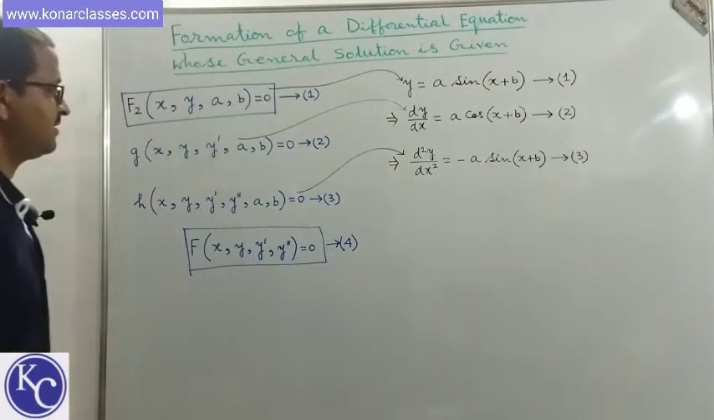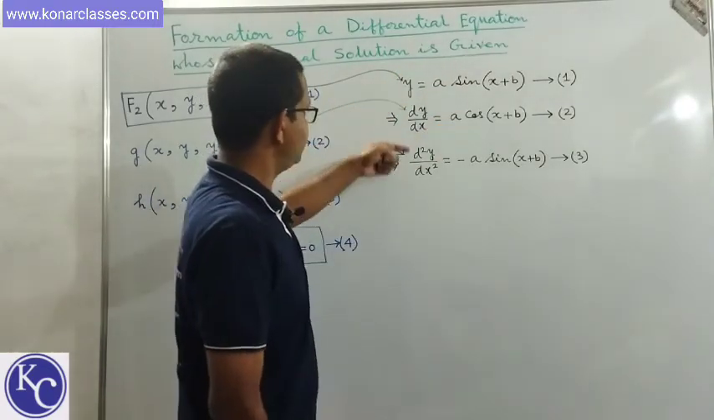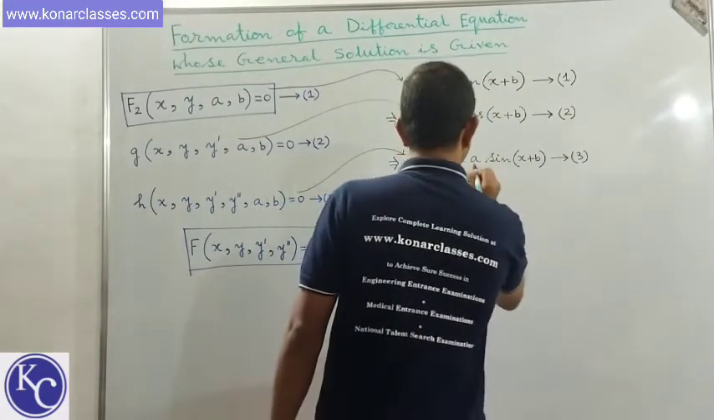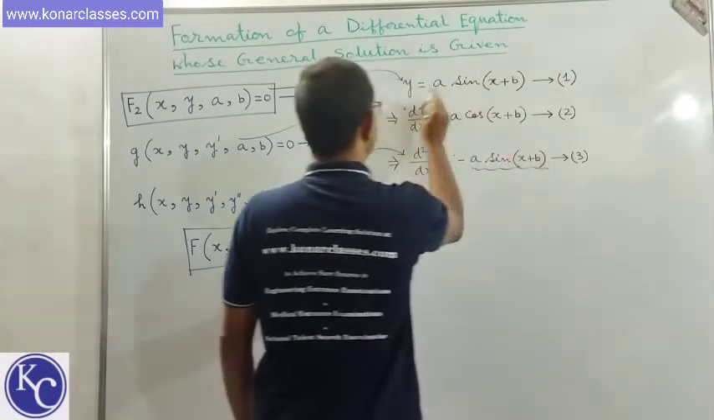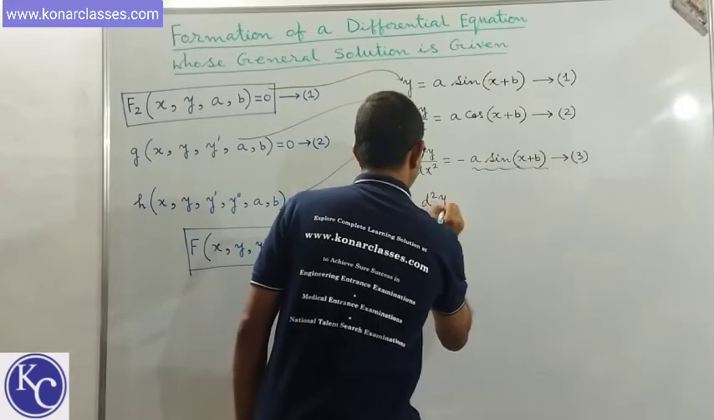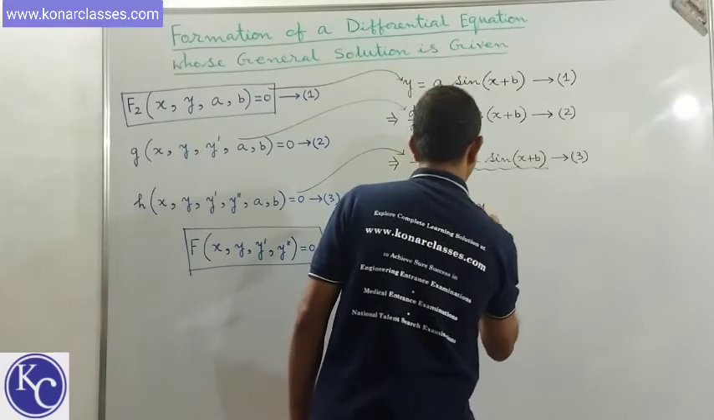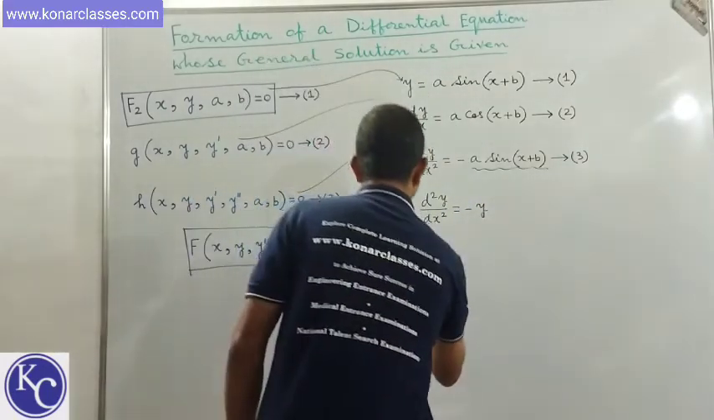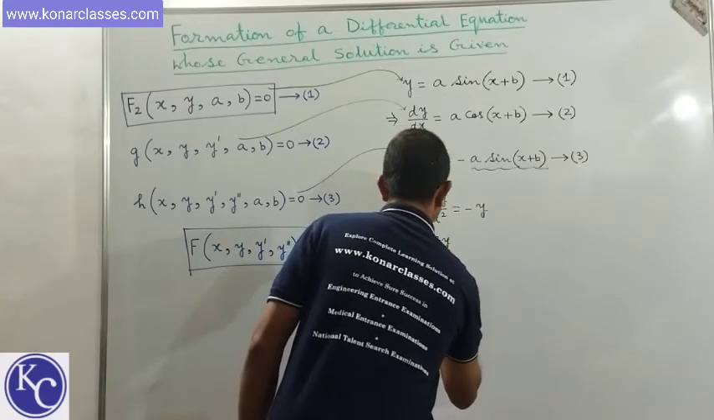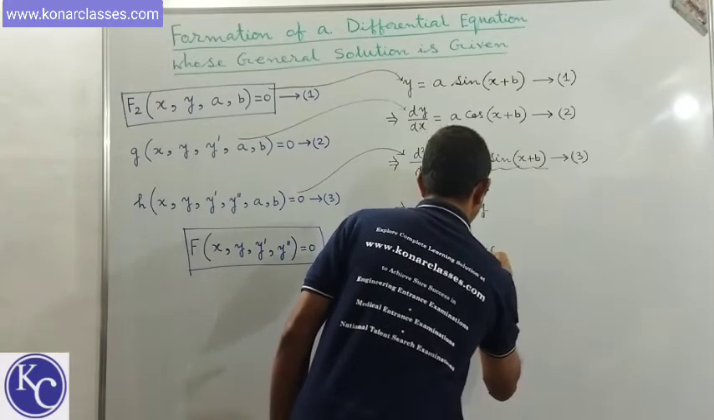Now what is our task? Our task is to remove these arbitrary constants a and b by means of these three equations. So how to do this? In this case it is pretty simple, because this a sin(x + b) is nothing but y. So from here what can you write? d2y/dx2 is equal to minus y. So we can write d2y/dx2 plus y is equal to 0.